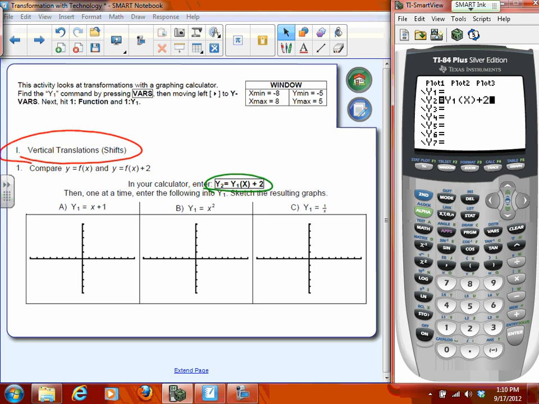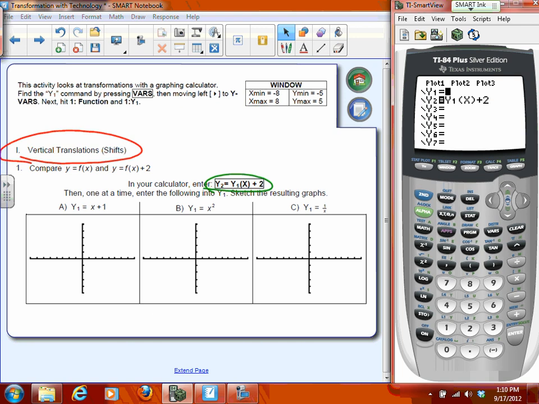So here's what we should have on our calculator. So what we're doing is we're telling the calculator, whatever I type into Y1, whatever that is, you're going to add to that 2. This way we don't have to do the work ourselves manually. So we're telling the calculator exactly what to do for us, okay? So let's go back up to Y1 now.